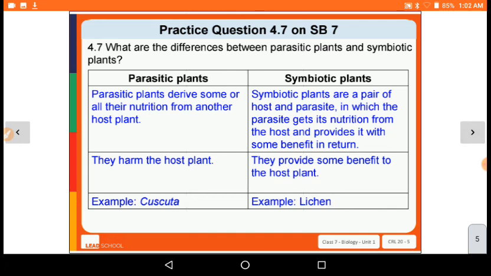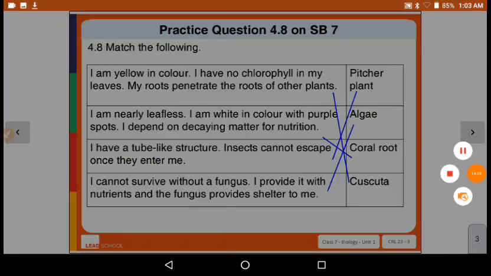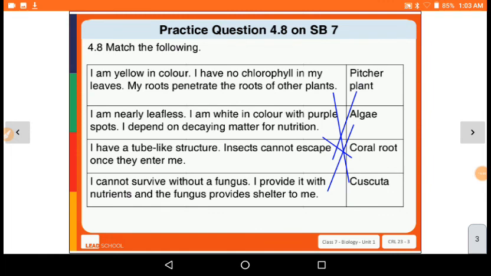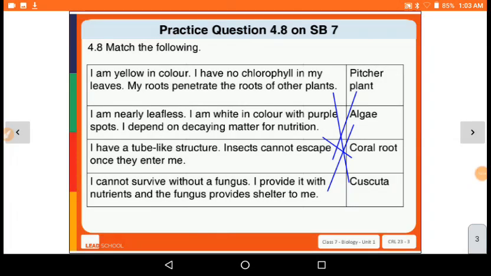Now let's see the last question of this chapter. Practice question number 8. Match the following. So here is a description of a plant, and we have to guess that plant. I'm yellow in color. I have no chlorophyll in my leaves. My roots penetrate in the roots of another plant. So that is cuscuta, which we call a parasitic plant.